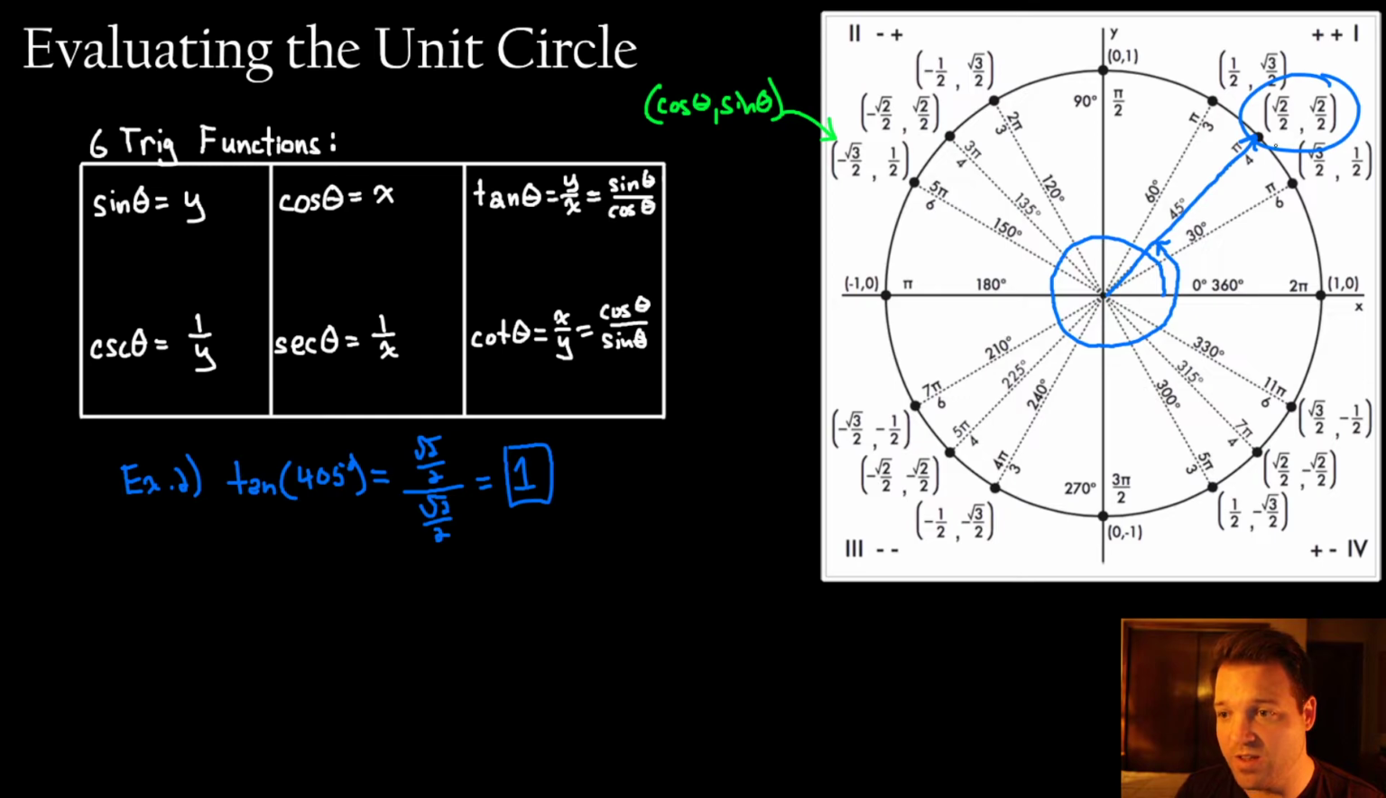Which, by the way, you literally just measured the length of this little tangent segment going off there. So the length of that happens to be 1. Kind of interesting, the same as the radius. All right, let's do another one.